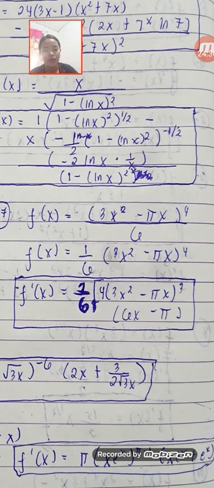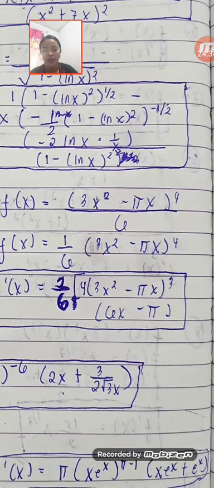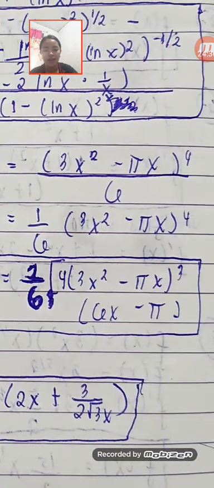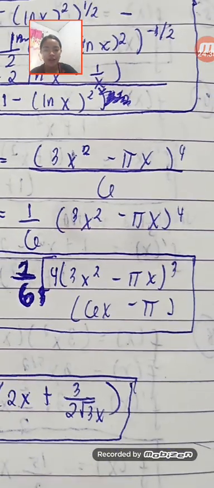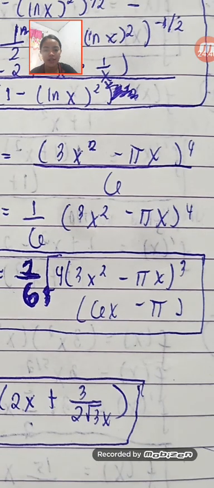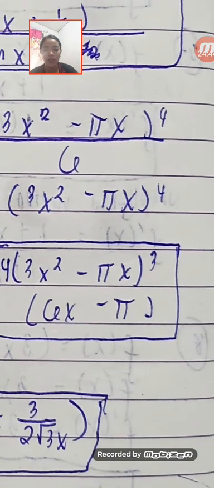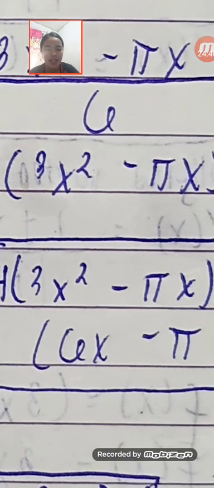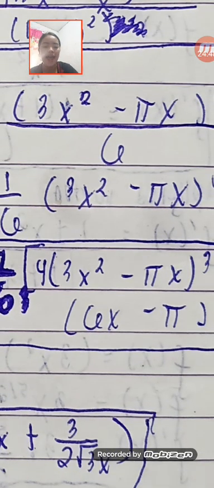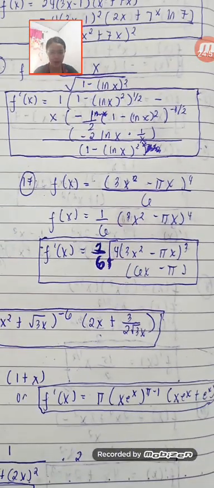So in differentiating this one, we just need to have 1 over 6, that is our constant. We need to use the bracket so that we bring down the 4, and let's multiply this by our inside function, and 4 minus 1 is equal to 3, and the derivative of our inside function is 6x minus pi. So that is our final answer.